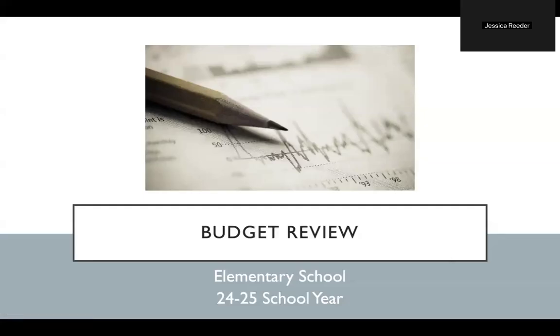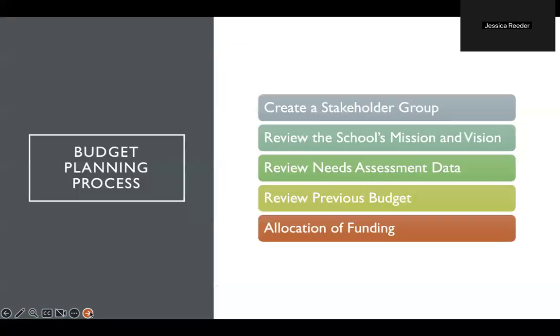Today, we're going to spend a few minutes going over the elementary school 24-25 school year budget so that you all are informed where we are at in the process. The budget planning process that we have used here at our school is to create a stakeholder group that includes staff members, community members, and anyone who is invested in goals and outcomes for our students here.